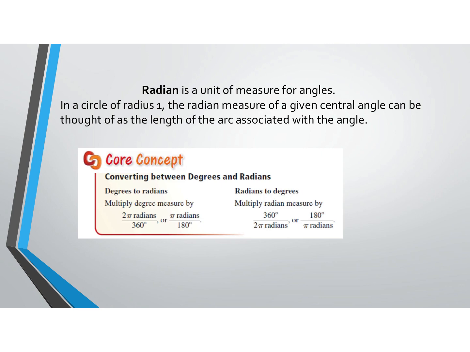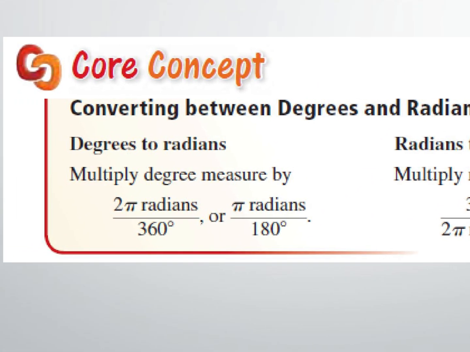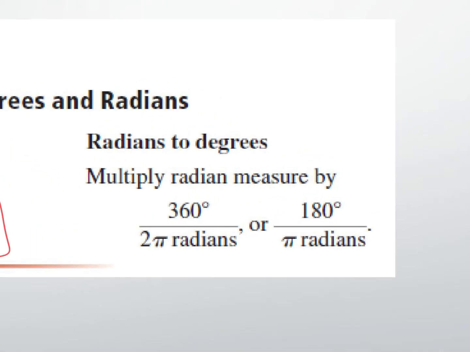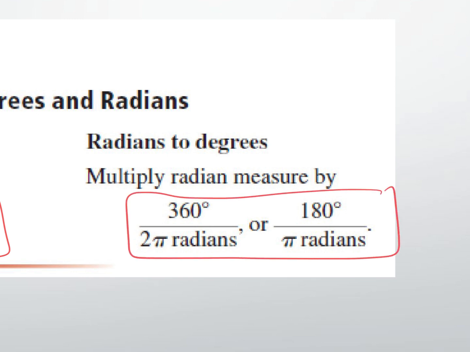And vice versa. So in order to do that, if you're going to convert from degrees to radians, you're going to use one of these two ratios. Either 2 pi radians over 360 degrees or pi radians over 180 degrees. And then the second one that you could potentially use is if you're going from radians to degrees. Going from radians to degrees, you're going to multiply by 360 degrees over 2 pi radians or 180 degrees over pi radians, okay?